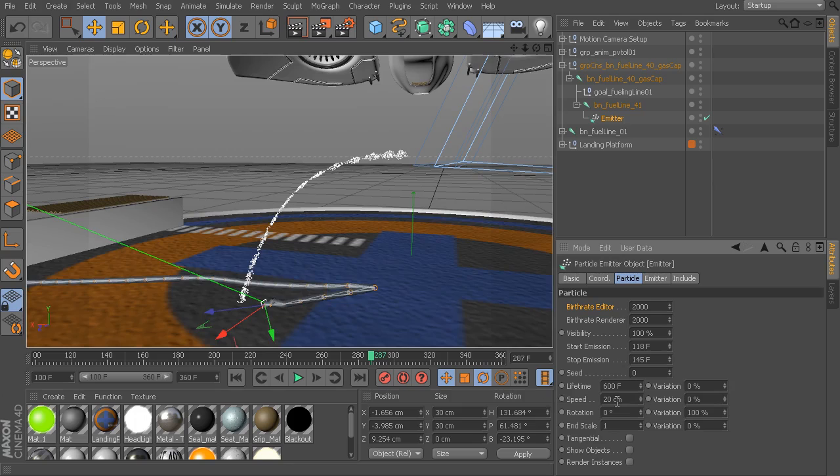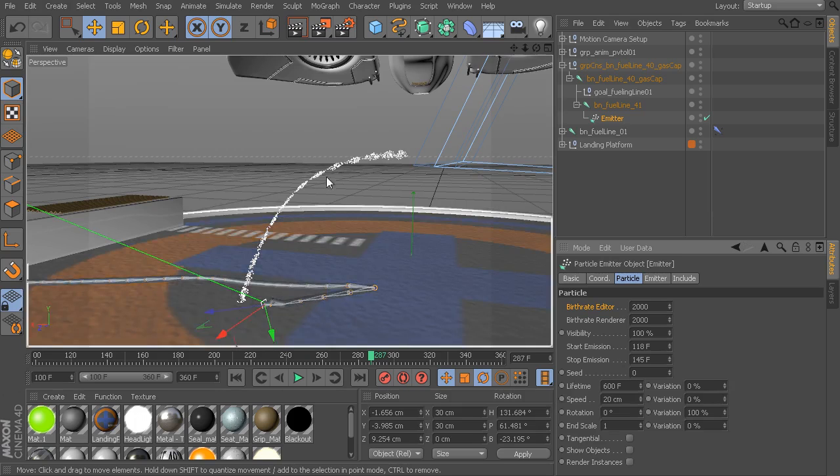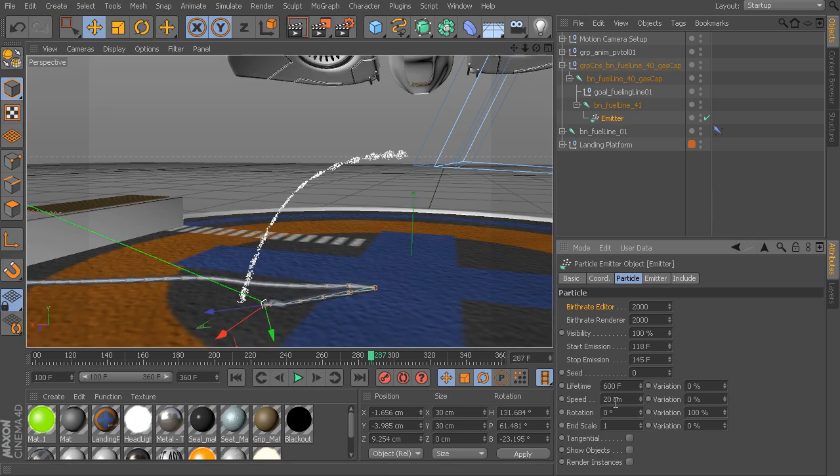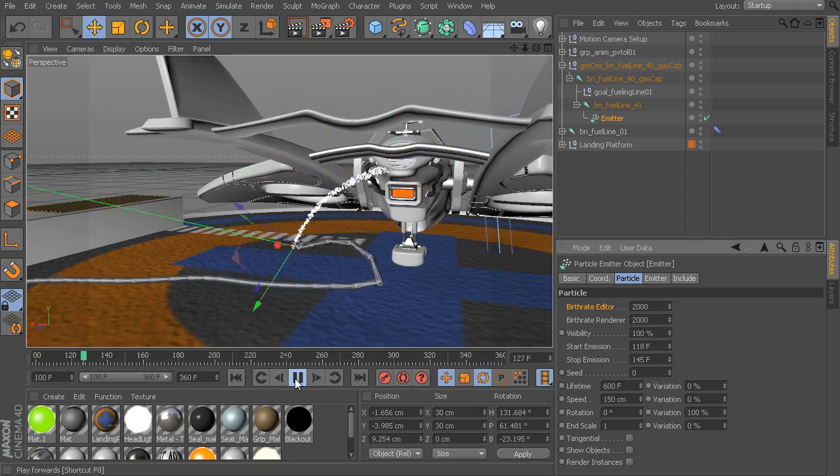In my case, with this being a hose that's forcefully being ejected out the back of this ship here, we'll probably want to have a little bit of force on these. And in my case, probably the default value of 150 is going to be pretty suitable for my needs.